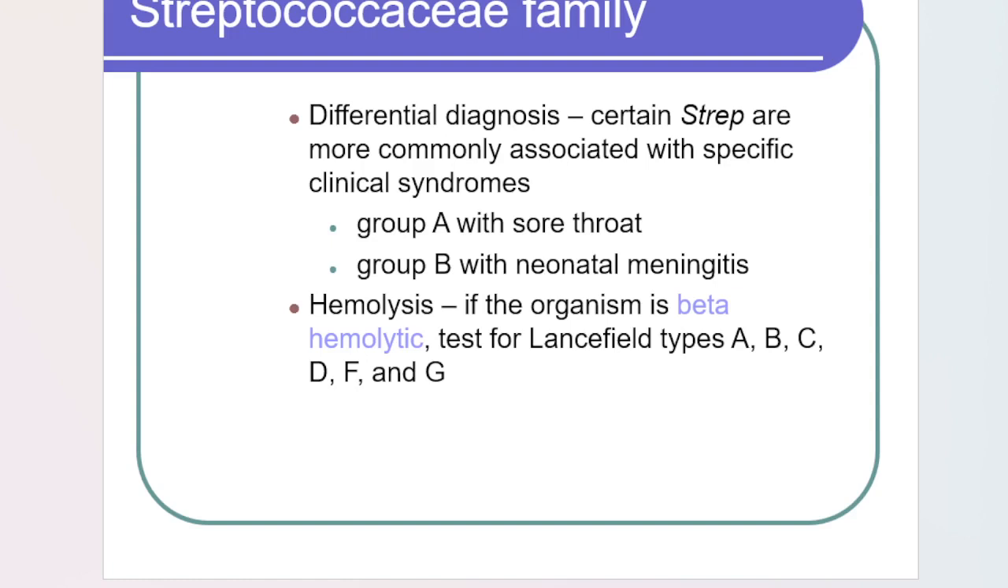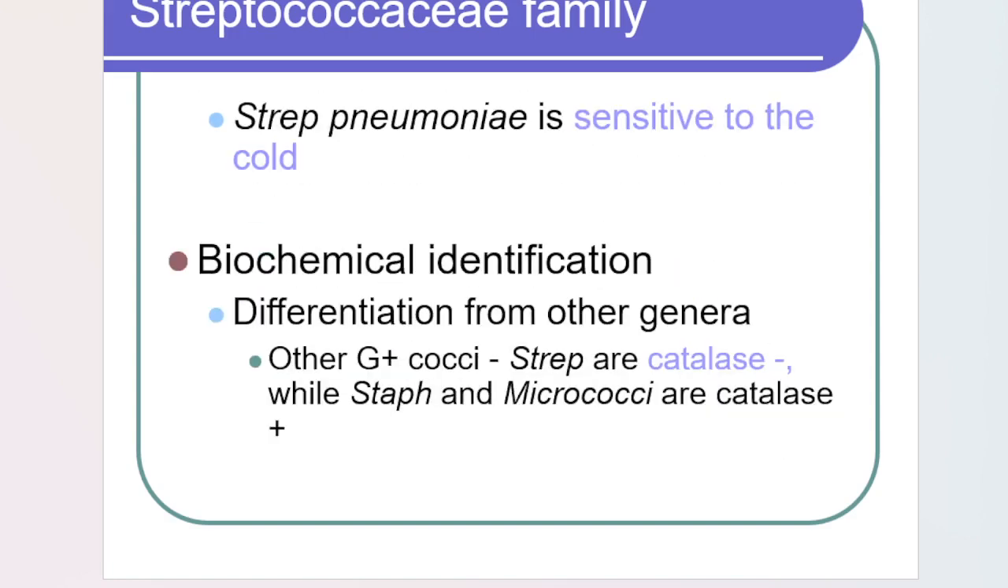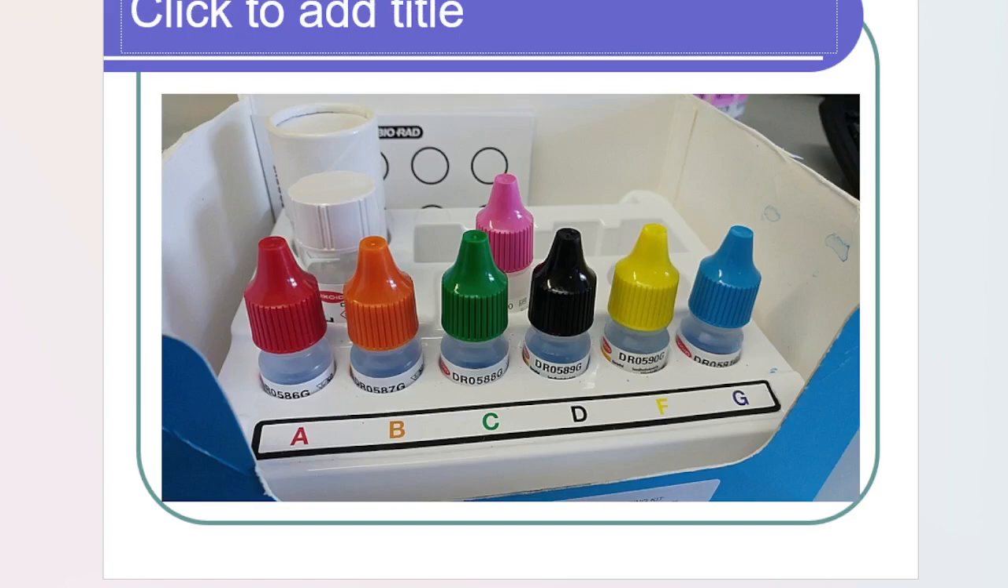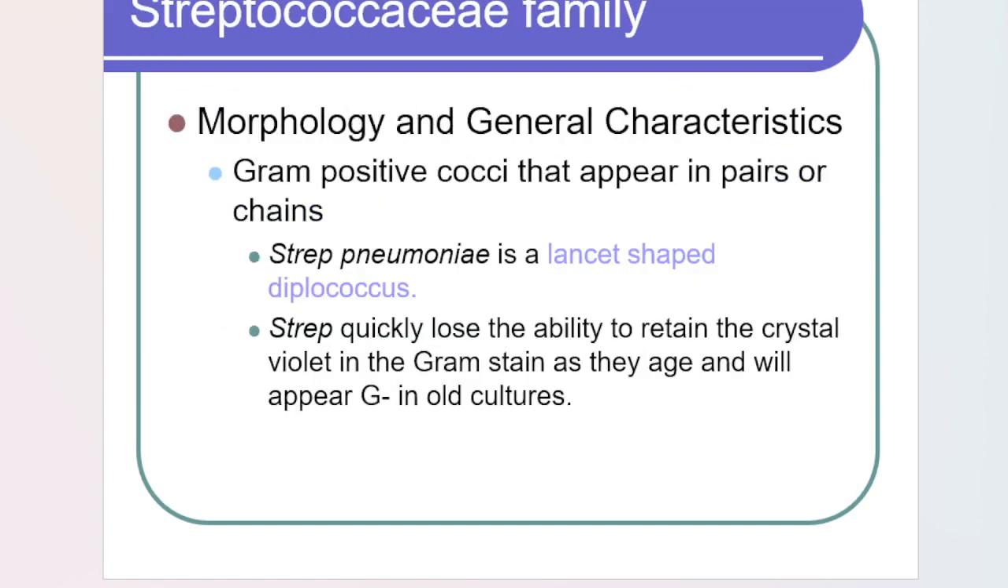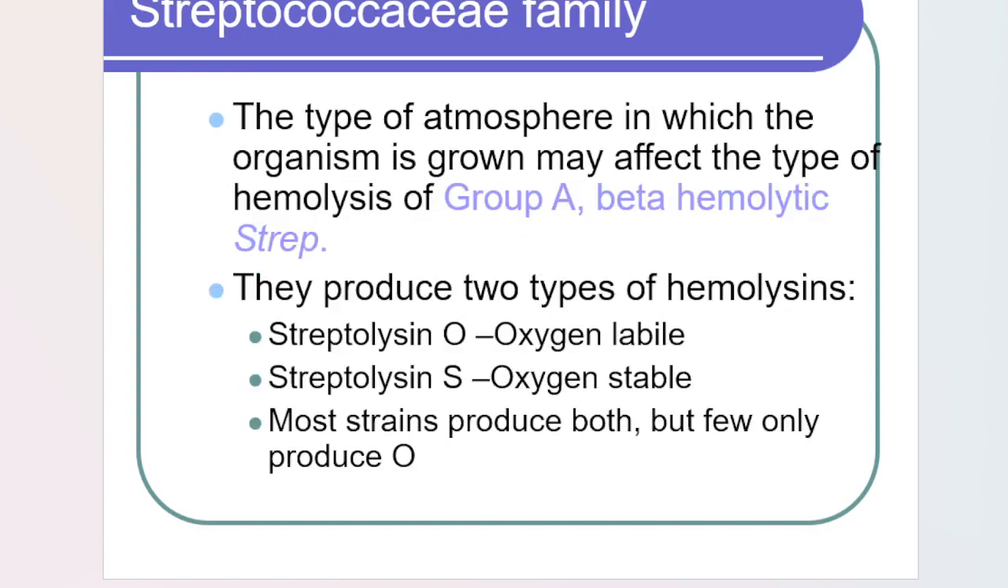Okay? Hemolysis, if the organism is beta hemolytic, i-test mo using the Lancefield classification, using the serologic typing. Okay? Merong A, B, C, D, F, and G. Walang E. So, if you remember the one that I showed you, this one. A, B, C, D, F, and G. Pag beta hemolytic.